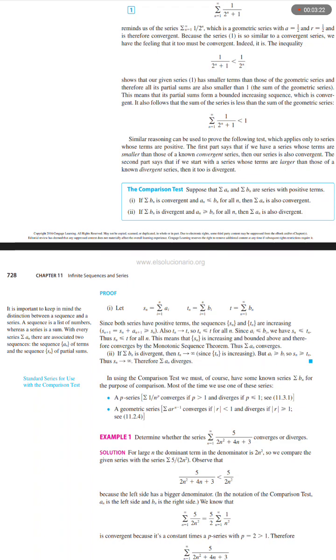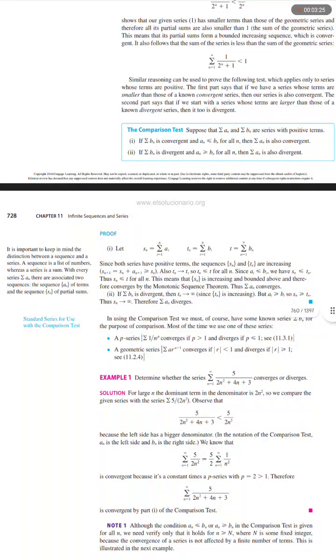Sidebar. It is important to keep in mind the distinction between a sequence and a series. A sequence is a list of numbers, whereas a series is a sum. With every series, the sum of a sub n, there are associated two sequences: the sequence {a sub n} of terms, and the sequence {s sub n} of partial sums.